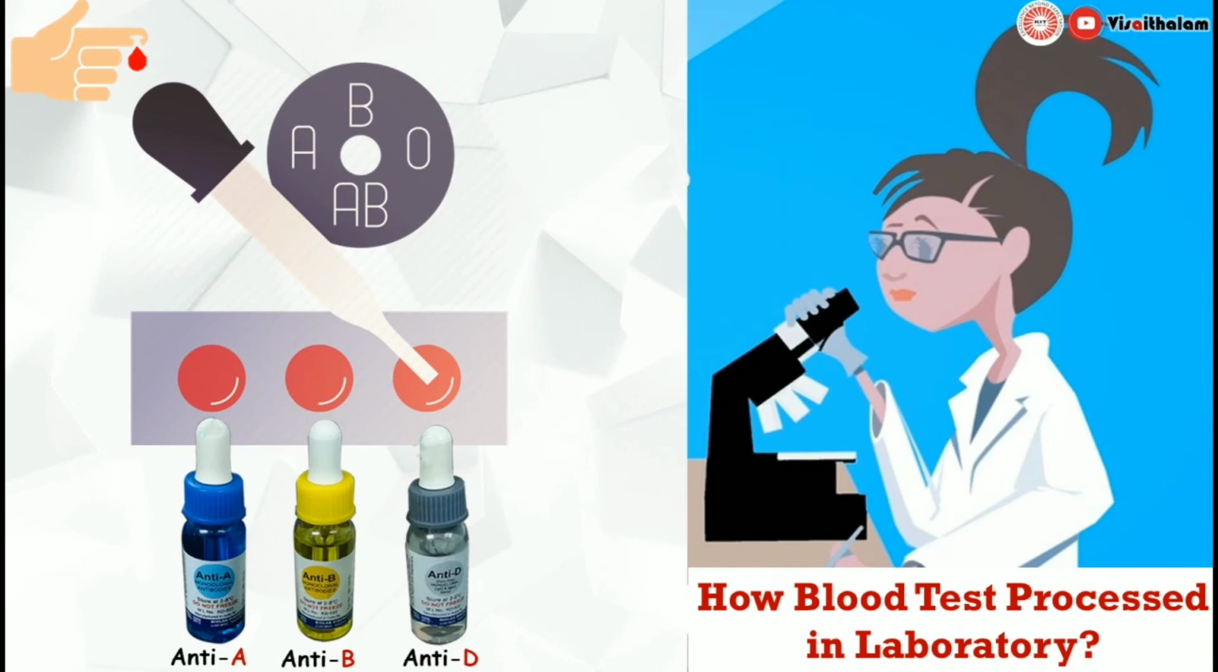Now let's see how the blood typing process is carried out in the laboratory. First, a sample of our blood will be pricked and it will be placed in 3 slots. A blood test kit will be there to identify the blood group, which contains 3 bottles in it, that is antibody A, antibody B and antibody D. All these antibodies will fight against the antigens which are present in our RBC.